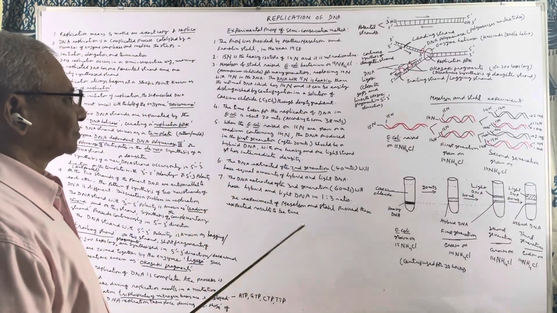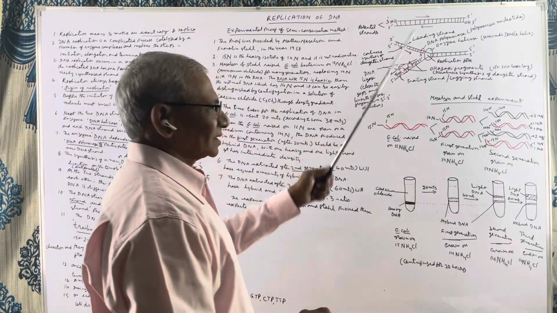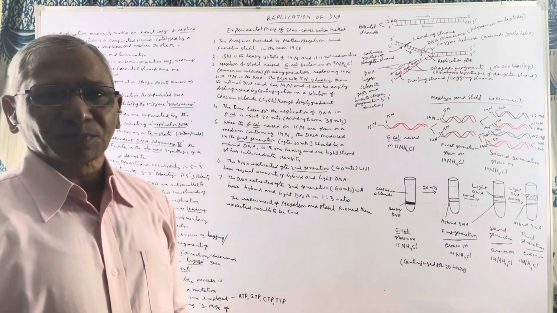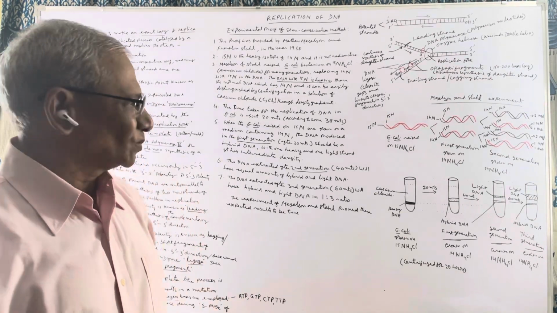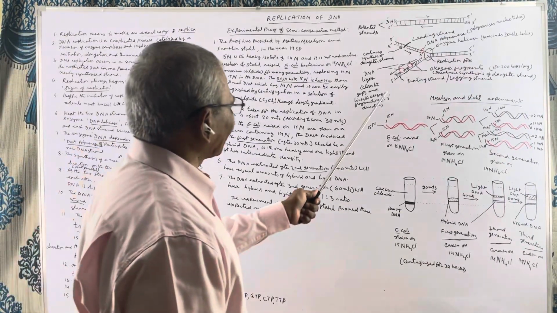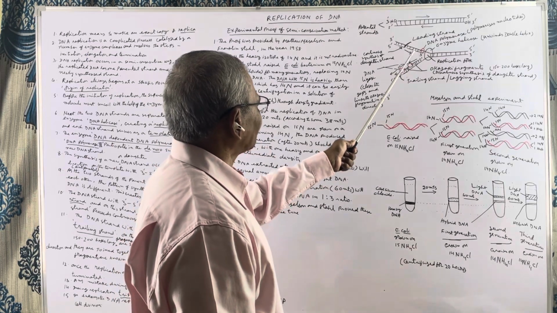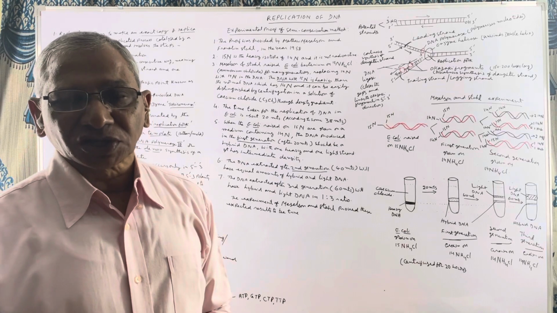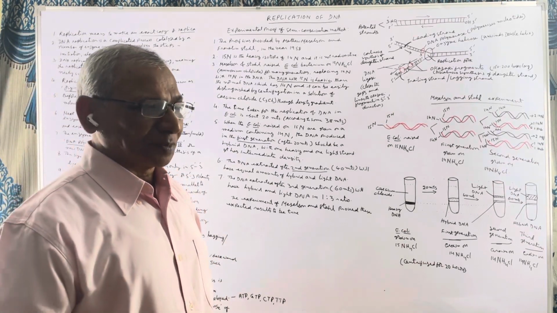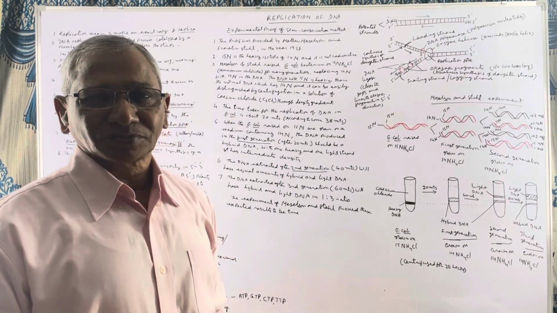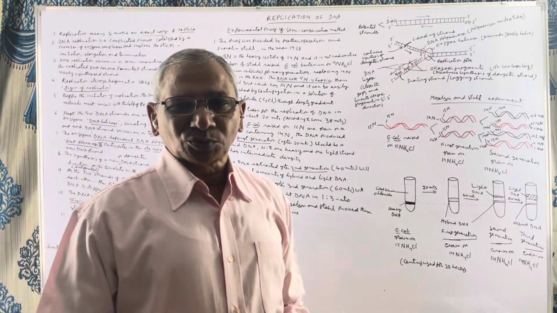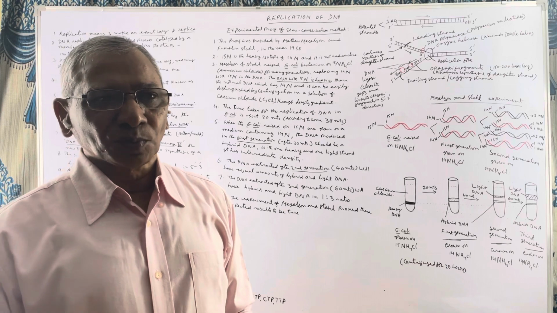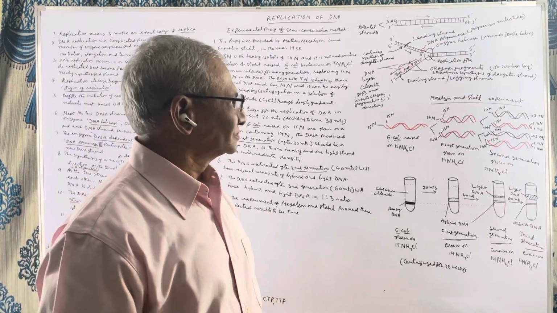Once replication is over, the process is terminated. Any mistake made during this replication causes a mutation. But there is a proofreading mechanism. To prevent mutations in DNA, there is a proofreading mechanism. So mutations are very, very rare.